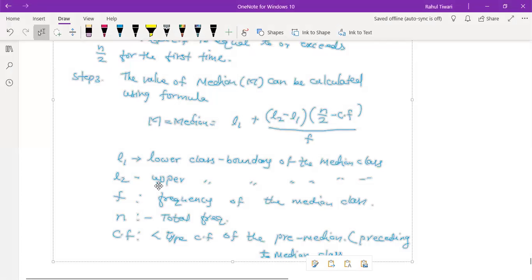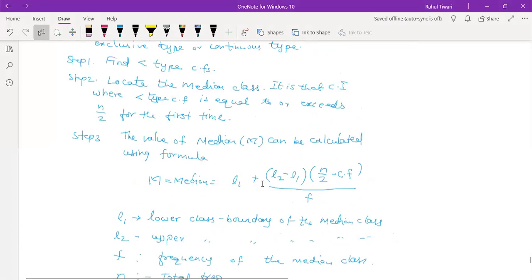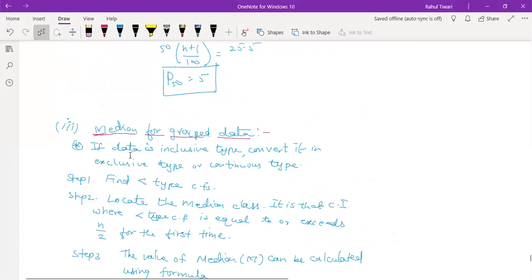Quartiles for ungrouped data. Okay, so I have already written the procedure for median. So I will make changes in the median only. If you just follow the steps for median, the median which you have written, here you need to just write quartiles for the group data.